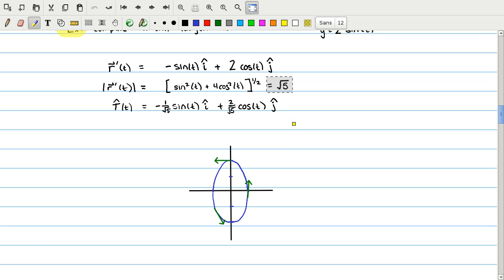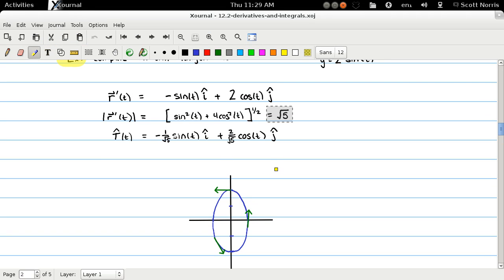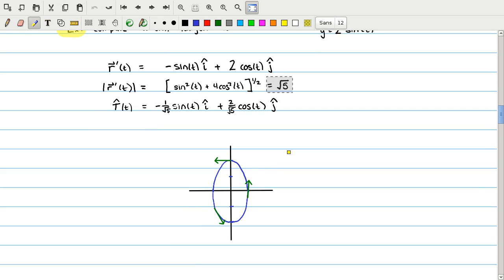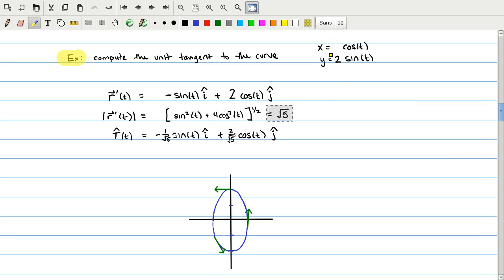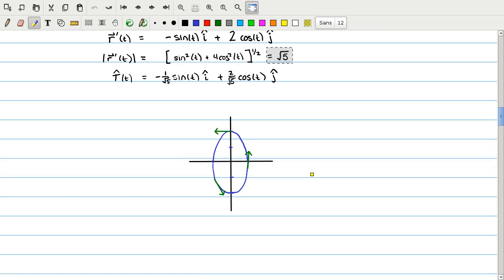Here's a sketch of the situation. We have here, sorry about that, we have here an ellipse. We hopefully recognize this curve as the parametric representation of an ellipse with width in the x direction 1 and height in the y direction 2. And as this t traverses the ellipse, the unit tangents simply point in different directions as t changes. So there is that.